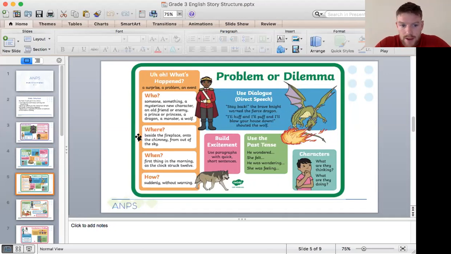Where does this person appear from? Beside the fireplace, down the chimney, from out of the sky. When did it happen? First thing in the morning, as the clock struck 12. How did it happen? Suddenly, without warning. So for example, you could say, suddenly, an old witch appeared from out of the sky.